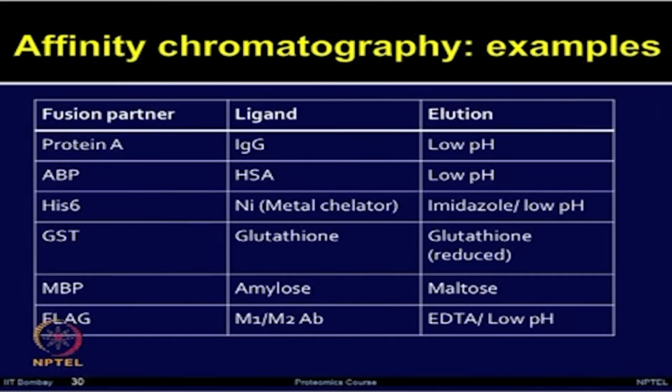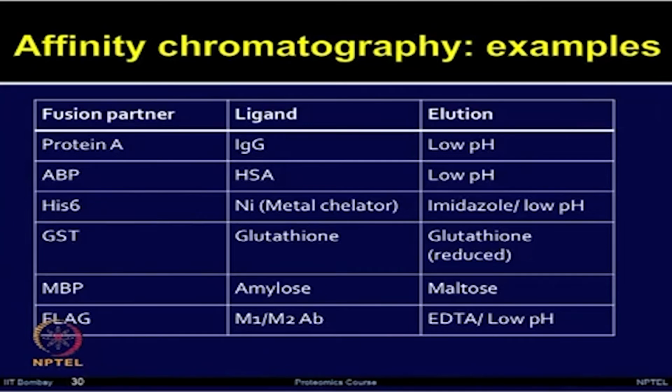ABP binds with HSA, and elution is again with low pH. 6-histidine tag binds with nickel NTA columns, the metal chelators, and imidazole or low pH condition can be used for elution. GST, glutathione S-transferase, binds with glutathione, and reduced glutathione is used for elution. The maltose binding protein MBP binds with amylose, and it can be eluted with maltose.